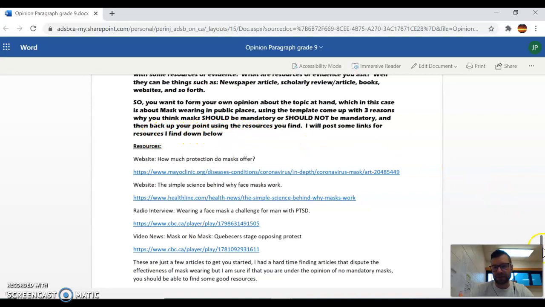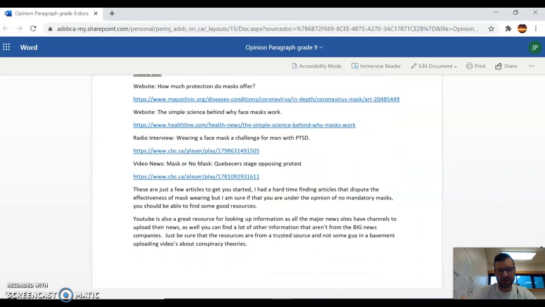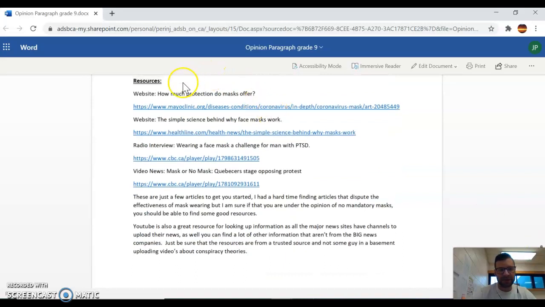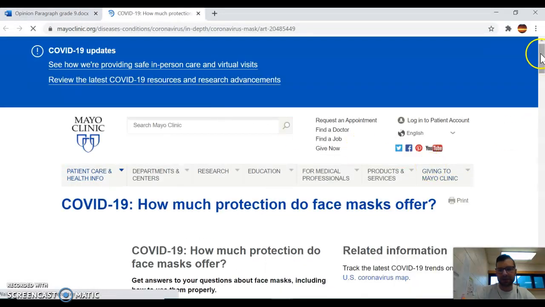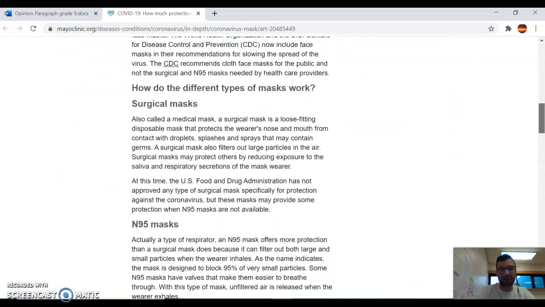Okay, so just a quick Google search here. Scroll down. These are some resources I found. I found 4 resources. How much protection do masks offer? So when you click on that, after you download this task, it should open up, there we go. Should open up, you can read through.